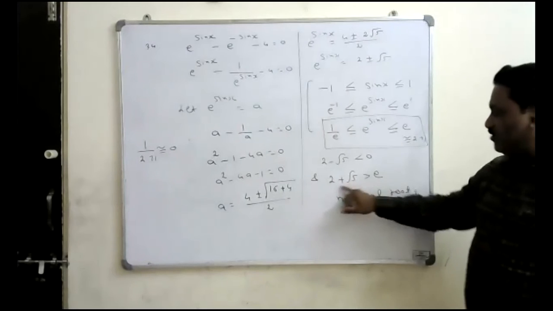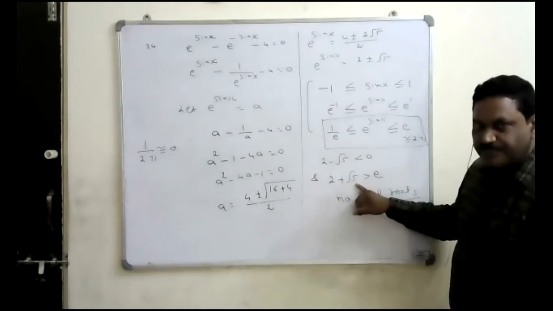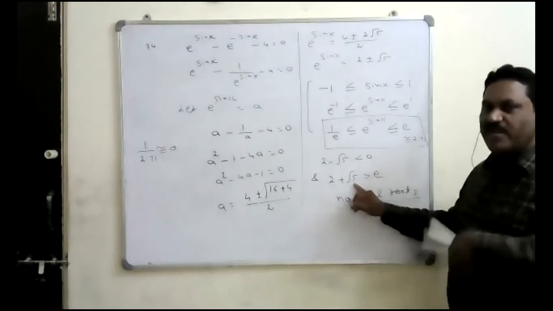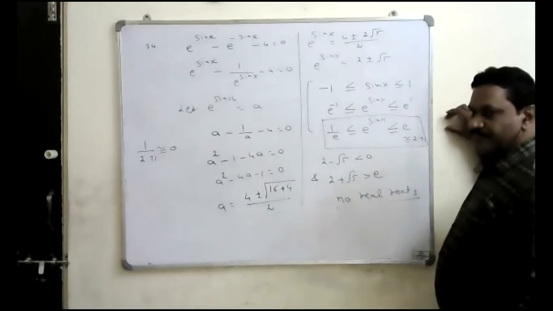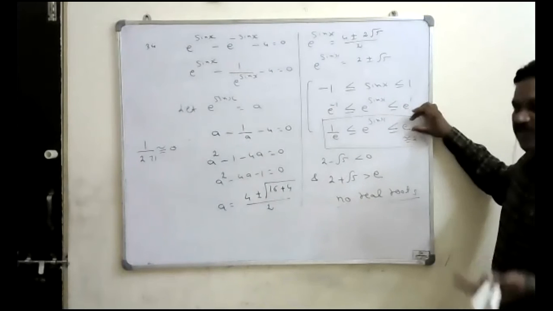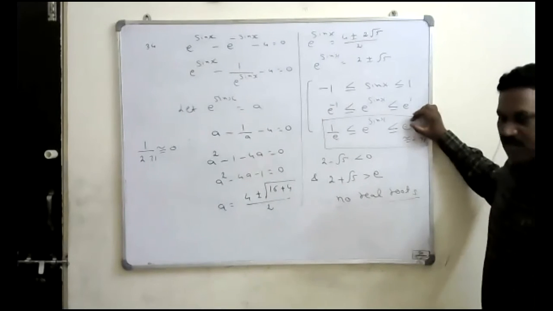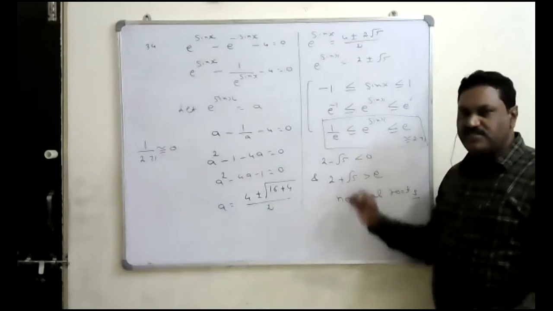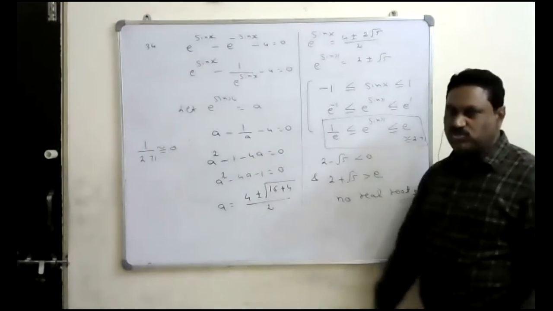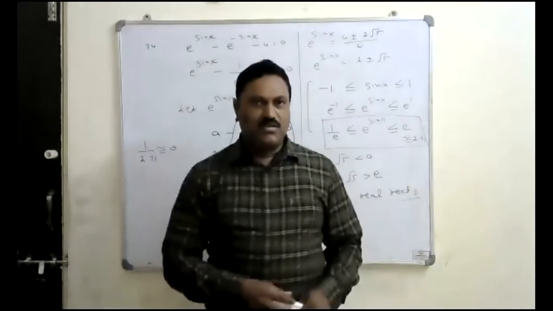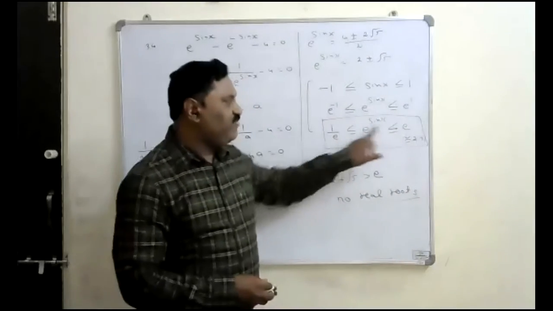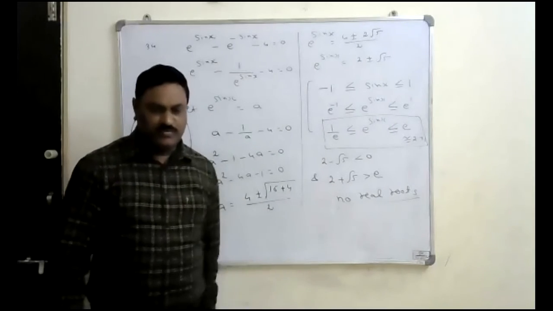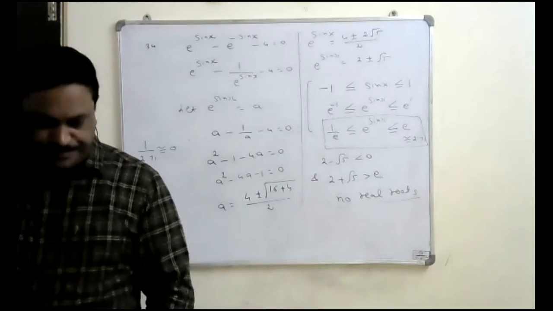And if you take 2 plus root 5, which is 4 point something, it is more than e, which is 2.71. It is coming out more than e, but the maximum value of e power sin x is e, so it can't be more than that. That means we can't take 2 plus root 5 either. That's why we can't take either value, so it will not have any solution. For any value of x, e power sin x is not going to give any value outside 1 by e to e. That's why that equation will not have any real roots. That's the answer: no real root.